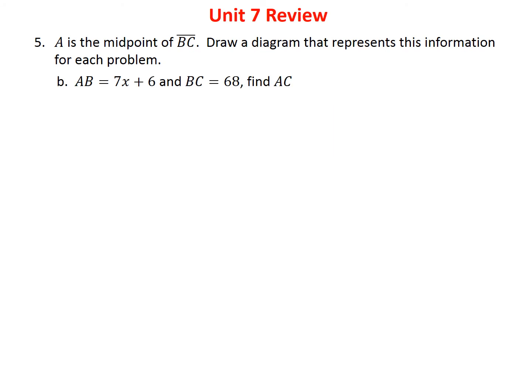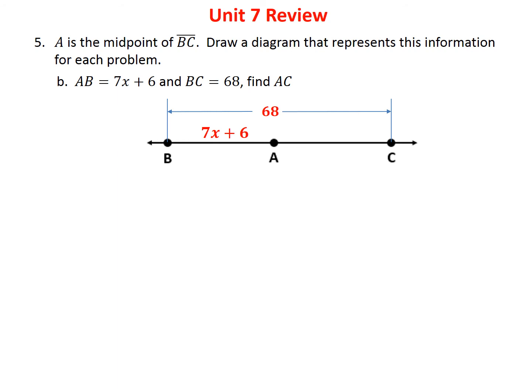5B is a little bit of a tricky problem, actually a very simple problem, but a tricky problem because you're tempted to solve this the same way you did A, and it's really simpler than that. Notice if I draw this, AB, A is the midpoint again. They're telling me that AB is 7x plus 6, but they tell me that the whole length, BC, is 68, and they want me to find AC. Well, what makes this a little tricky is they've given you more information than you need.